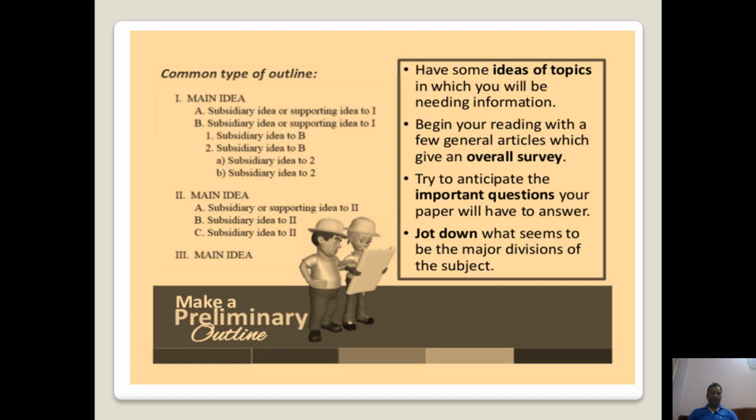Common type of outline when we write the research paper: main idea, or what we have to discuss. Have some idea of topics on which you will need information. Begin your reading with a few general articles which give an overall survey. Even try to anticipate the important questions your paper will have to answer. Jot down what seem to be the major dimensions of the subject. That means this is a preliminary outline while deciding the topic.